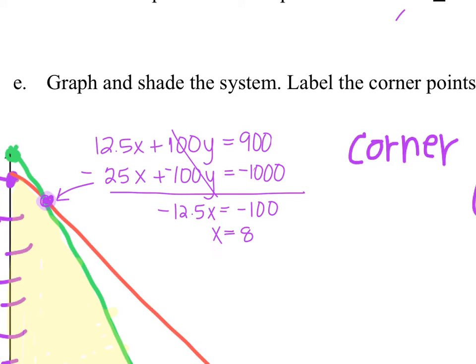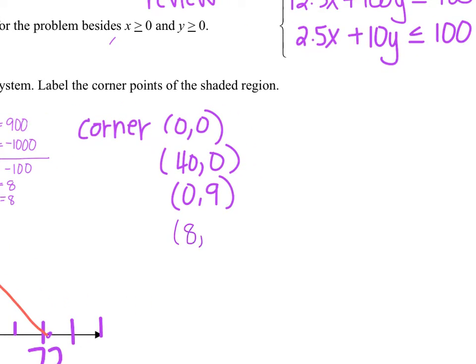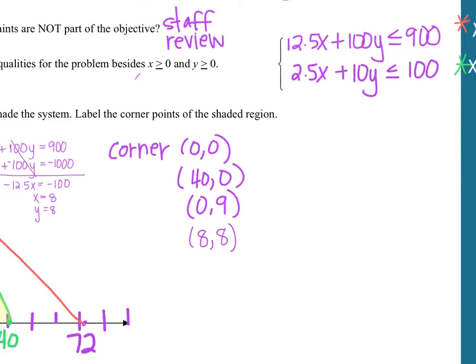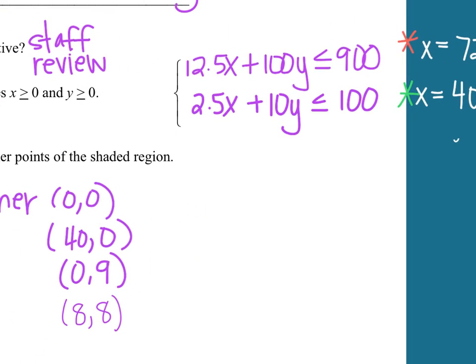So if x is 8, I should be able to figure out what my y value is. When I plug 8 back into one of the original constraints, I get y is 8 also. So that's my fourth corner point, which is 8, 8. Once you have the 4 corners, now you're going to check them all in your max revenue equation.